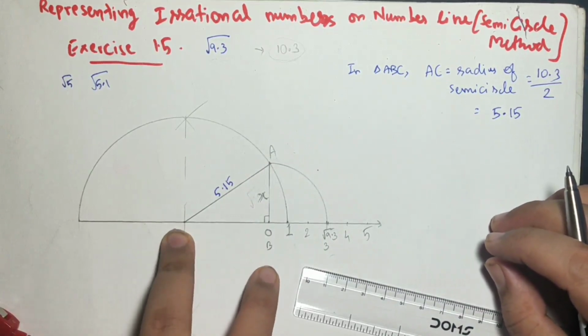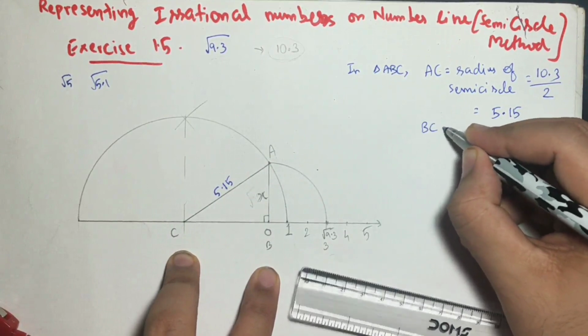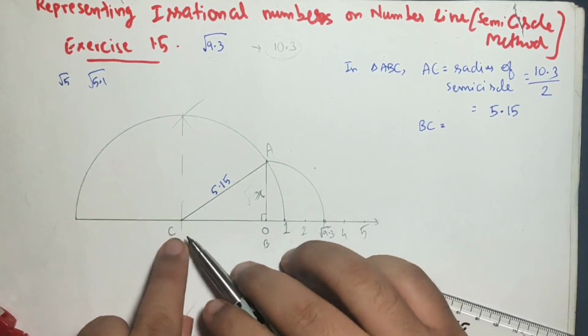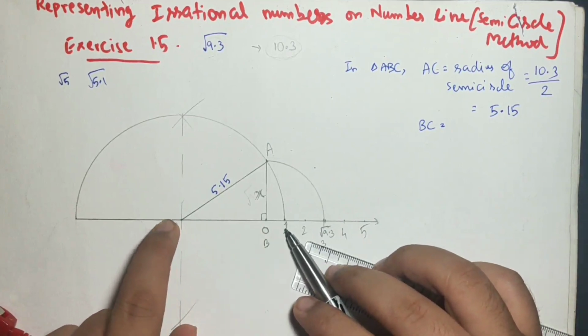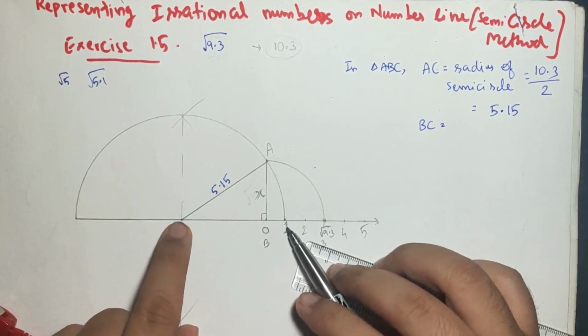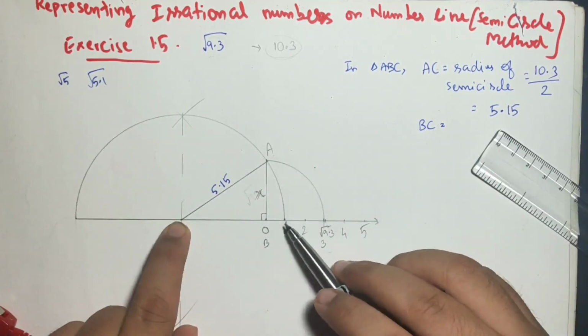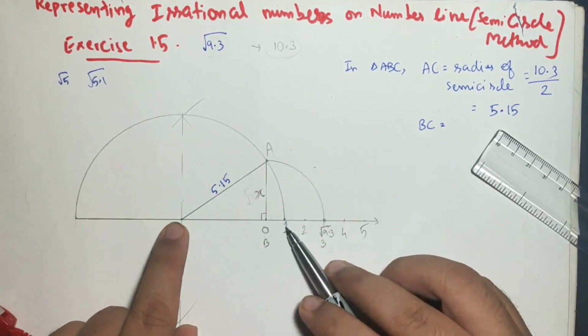Now what is this BC? What is the length of this BC? As you can see, from the C point till 1 point, it is the same as the radius of the semicircle. Means from C till 1, it is 5.15.